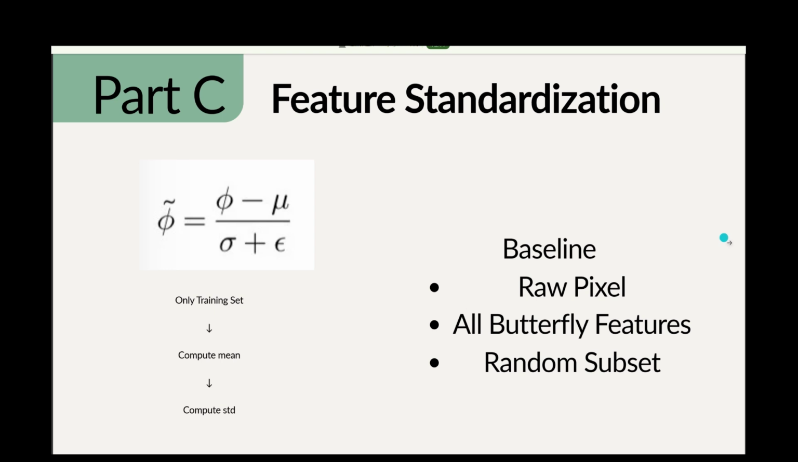After generating the feature bank, we standardize all features using the mean and standard deviation computed only from the training set. Finally, we prepare 3 baselines: raw pixels, the 4 butterfly feature bank, and a random feature subset, which serve as reference for the attention-based feature selector in Part D. And that's my part.